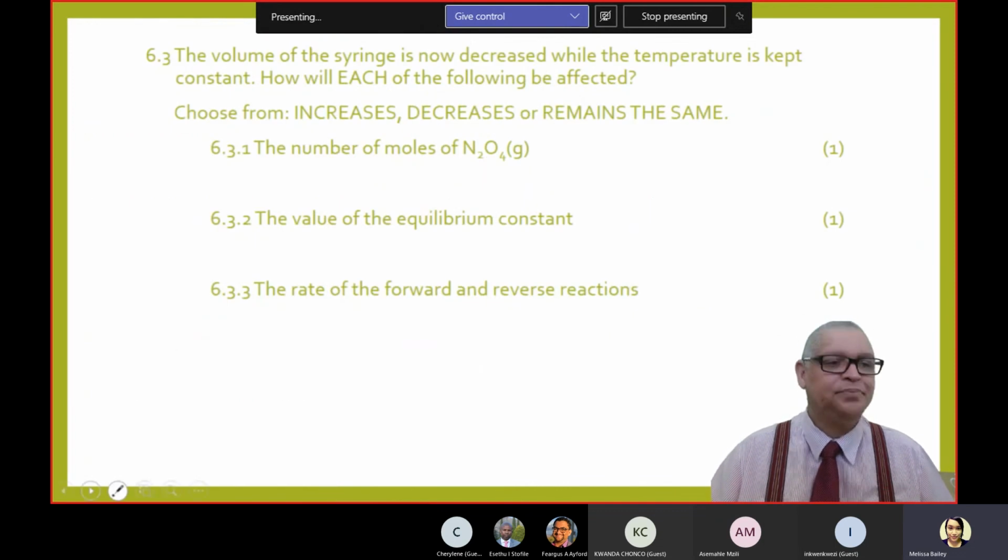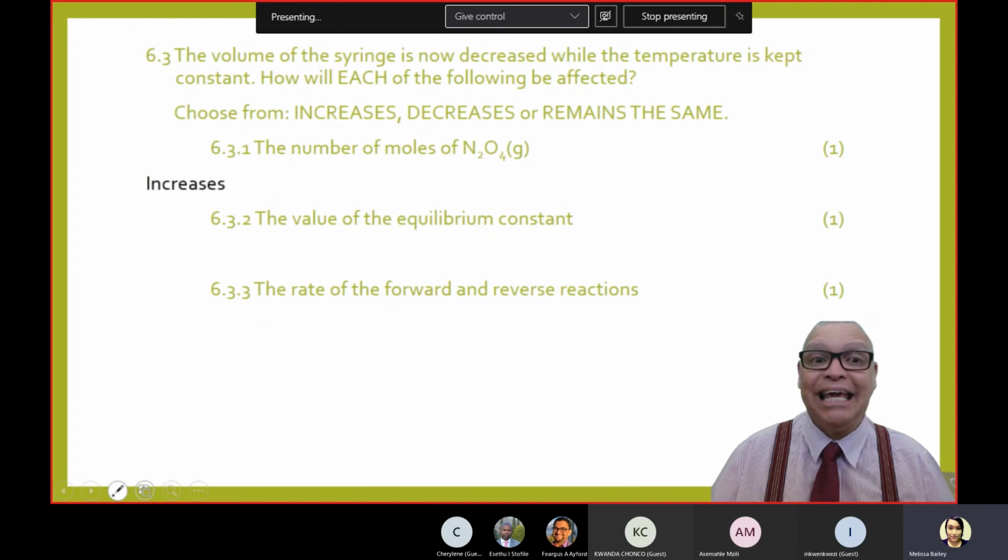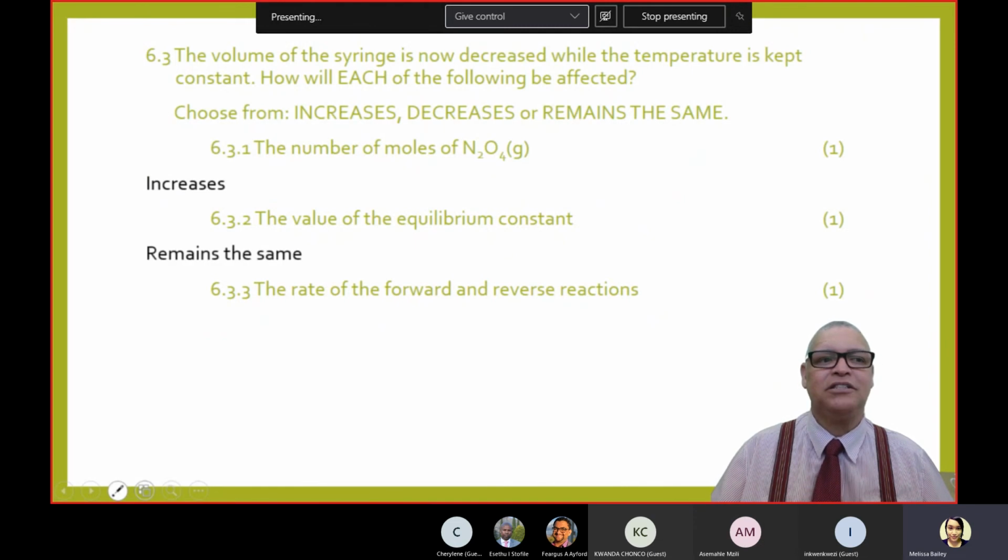And then 6.3, the volume of the syringe is now decreased while the temperature is kept constant. How will each of the following be affected? Choose from increases, decreases, or remains the same. 6.3.1 says the number of moles of dinitrogen tetraoxide. Right? Notice the volume of the syringe is decreased. Well, it will increase.